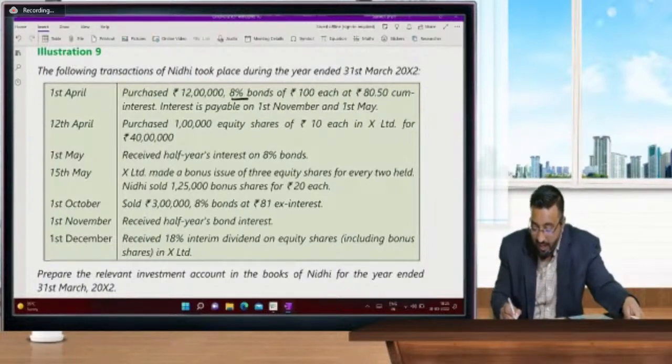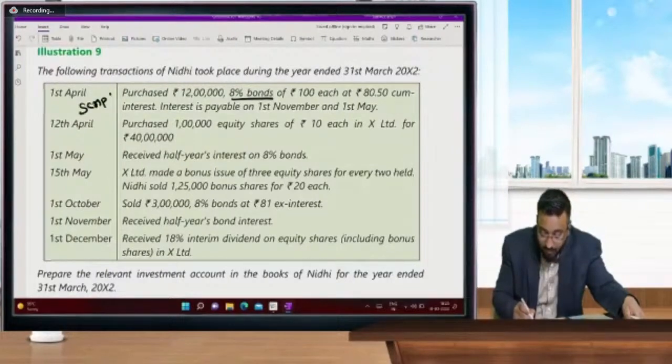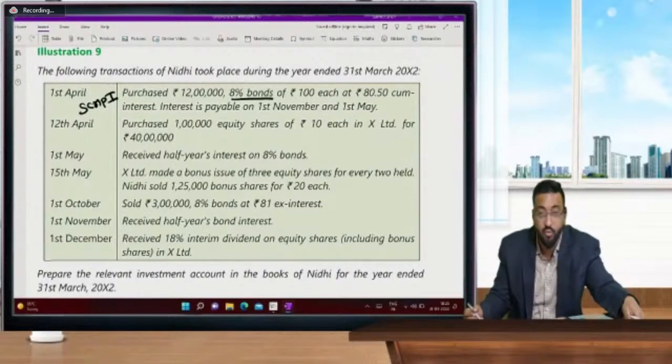So 1st April, purchase 12 lakhs 8% bonds. Now see beta, this is not only one question, this is a mixture of two scripts. Okay, so here script number 1 is bonds beta, so we will prepare two scripts. Script 1, you can write over there script 1 on question. Then see, we purchase it on 1st April and interest is payable on 1st November and 1st May. We do not have any opening interest, but see the date of interest, whether balance sheet date and interest payment date are same or not.